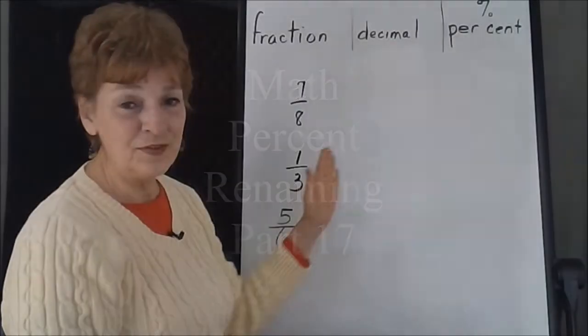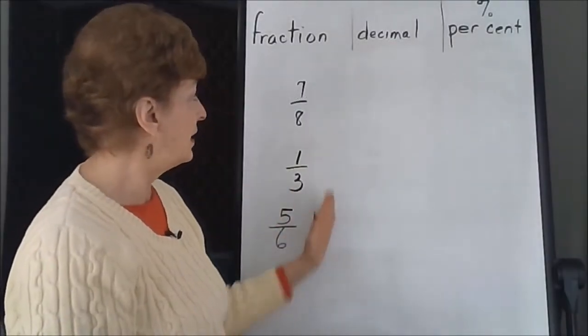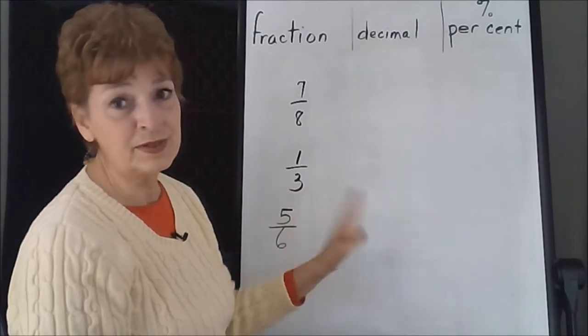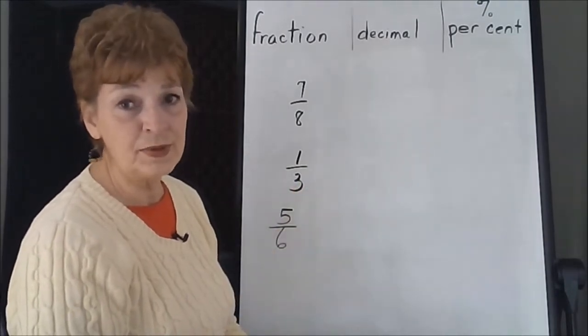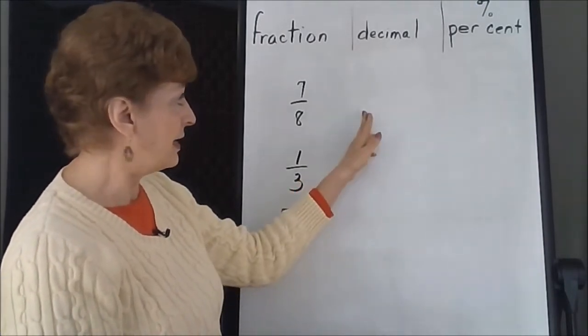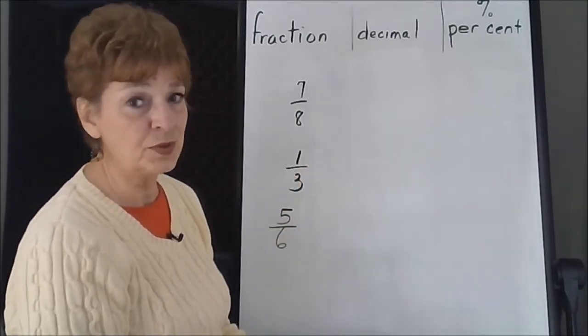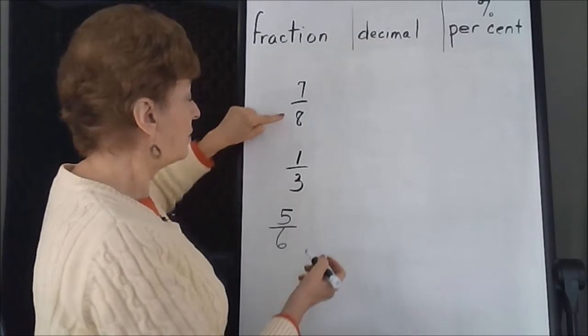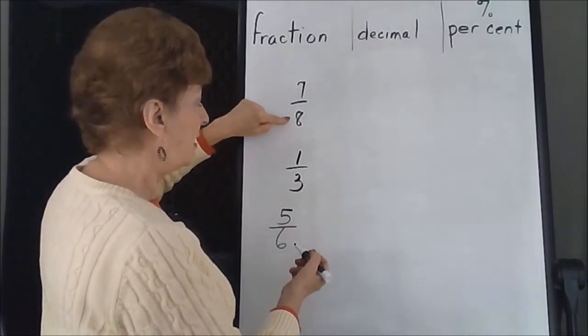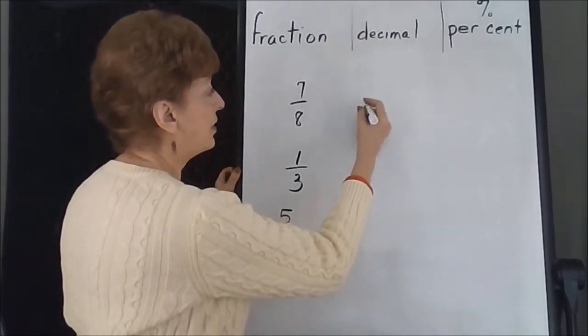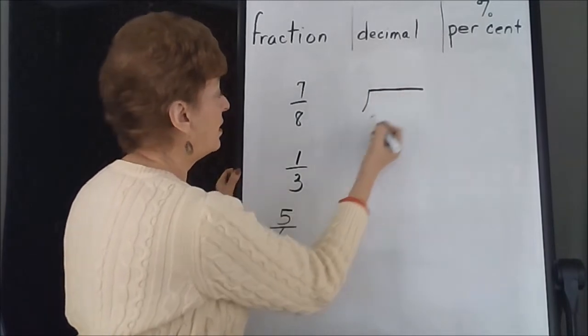I'd like to show you a few extra problems changing fractions to decimals. These are a little bit more involved because you can't get an equivalent column, tenths, hundredths, thousandths. They don't work out too well. So these have to be divided into each other. That's probably the smoothest way to go about it.